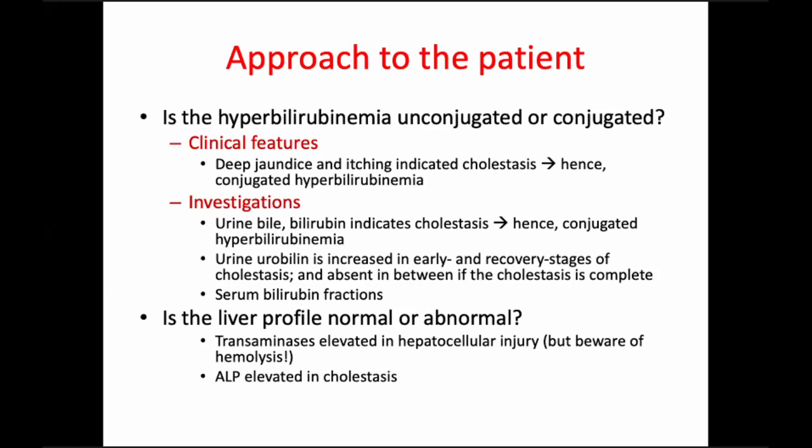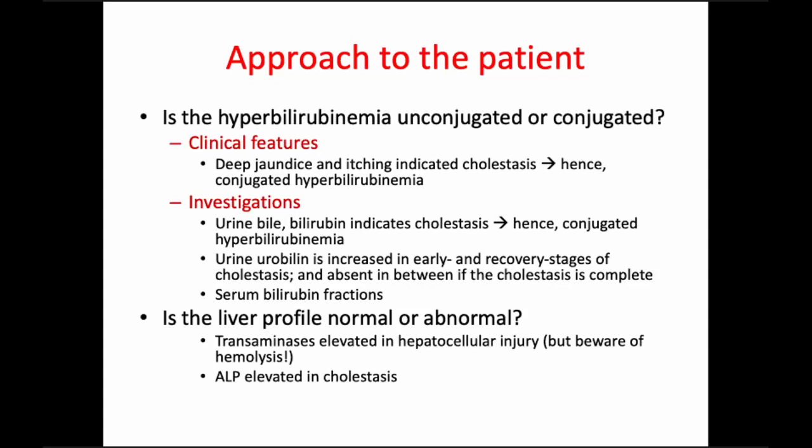Investigations wise, you can do a urine test. If the urine has bile and bilirubin, that indicates cholestasis because only conjugated bilirubin and bile can go in the urine, whereas unconjugated bilirubin cannot appear in the urine because it is bound to albumin and therefore it's not filtered into the glomerulus. So if on a urine full report there's bile and bilirubin, it is definitely conjugated hyperbilirubinemia and it indicates cholestasis.